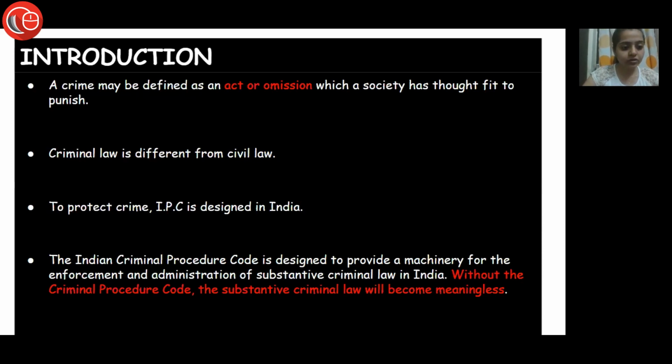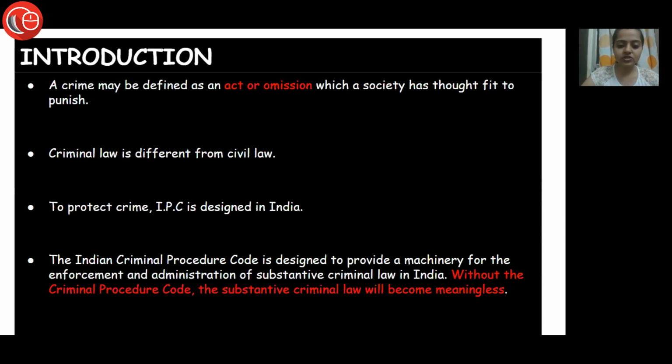Let's move forward now. To punish crime, the IPC is designed in India. IPC is the Indian Penal Code. The Indian Penal Code of 1860 is designed in India to deal with crime. What is a crime? We have already discussed it, and various offences have been mentioned under the Indian Penal Code. And to punish them, punishments are also prescribed under the same code. So to deal with crime, the IPC is designed.